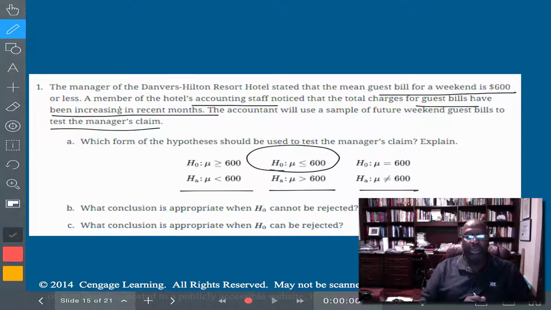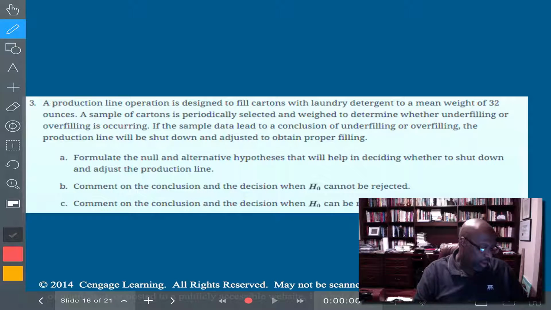So what is the conclusion when H0 cannot be rejected? If H0 cannot be rejected, it means that we have insufficient evidence to reject the manager's claim. However, if it can be rejected, we have sufficient evidence to reject the manager's claim. All right? But to be able to reject it, we have to gather evidence and weigh that evidence.